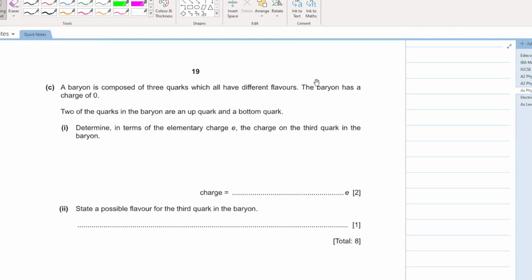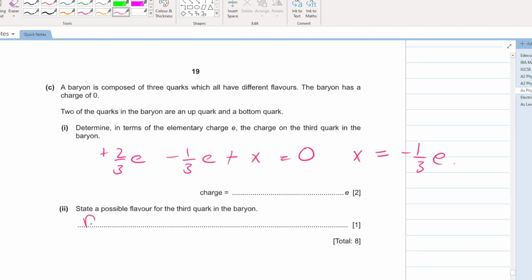If you have to make a charge of zero, the up quark has a charge of 2/3, the bottom quark has a charge of -1/3, so what should the charge of the third quark be? What should be the charge of the third quark to create a zero? The charge on the third quark should be -1/3e. State a possible flavor for the third quark, maybe a down quark. Simple. This marks the end of this paper.